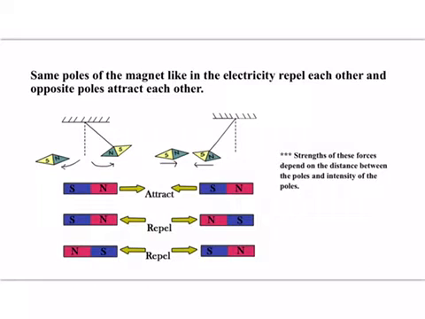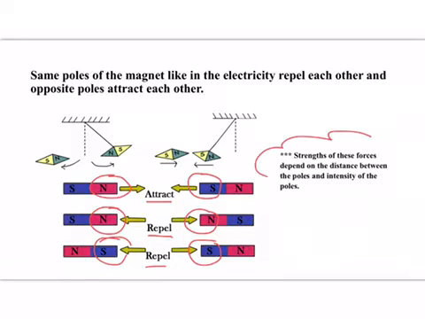Like poles of magnets, as in electricity, repel each other and opposite poles attract each other. Here you see that north and south poles attract each other, while the same poles, south and south, north and north, repel each other. The strength of these forces depends on the distance between them. The closer they are, the more force they apply, and on the intensity of the poles.